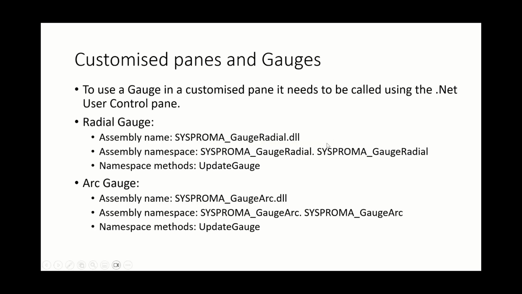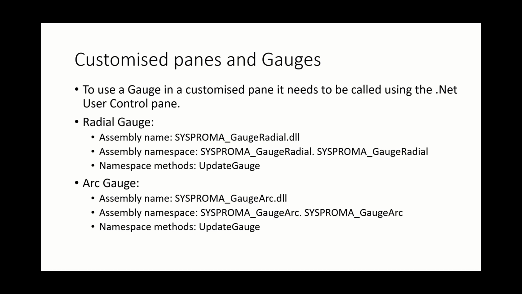Before I show you how we put a gauge in a customized pane, there's just one or two basics which I need to cover with you. To use a gauge in a customized pane, we use it by inserting a .NET user control pane and then telling the .NET user control to use our gauge control. So we will need to know the assembly name, the namespace, and the namespace methods. You can see them there, so it's relatively straightforward.